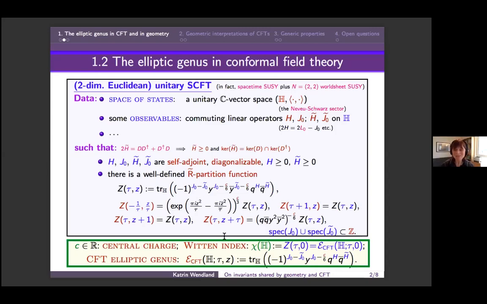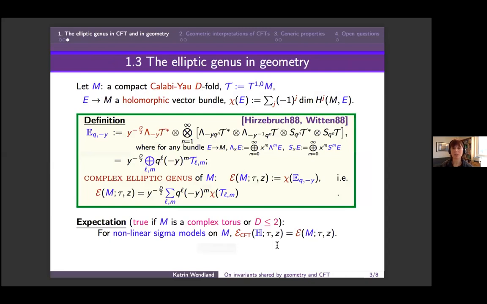Okay, sorry. So this is an integer, it's called the Witten index, and it's an important quantity again, which can be used in classifying conformal field theories. All right, so that's the conformal field theory side of the story when I want to tell you what the elliptic genus is. There's a geometric counterpart to it, and I will try and explain that next.